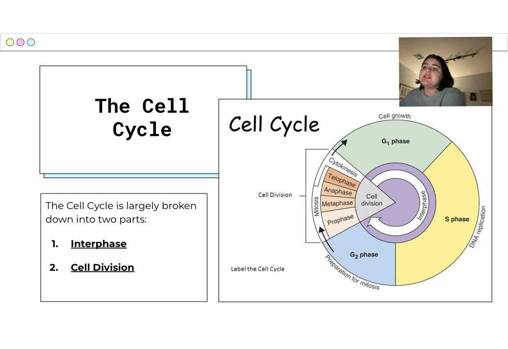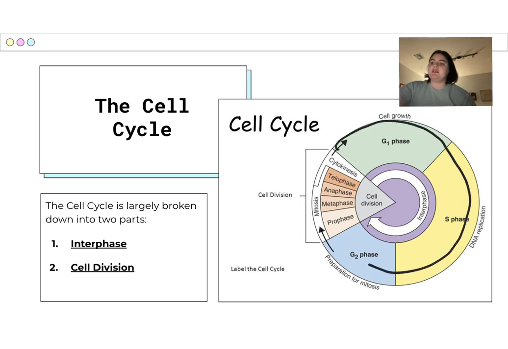All right, so the cell cycle, we jumped into the cell cycle a little bit yesterday. This is our diagram of the cell cycle that we've been focusing on. It's largely broken down into two major parts. The two major parts are interphase, which is here, as well as cell division, which will be in red. Cell division is that small part in red. So that is what we've been focusing on, and those are the two major parts, interphase and cell division.